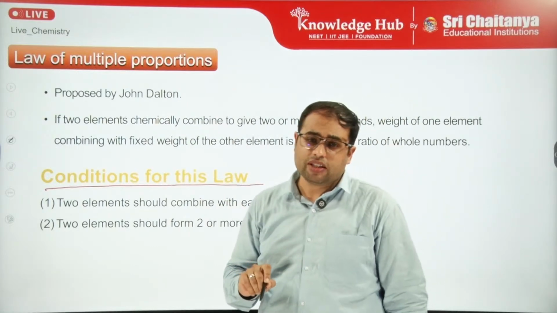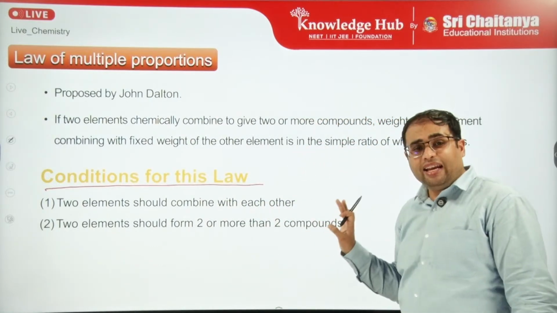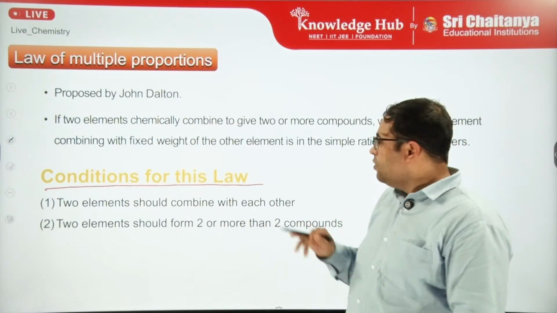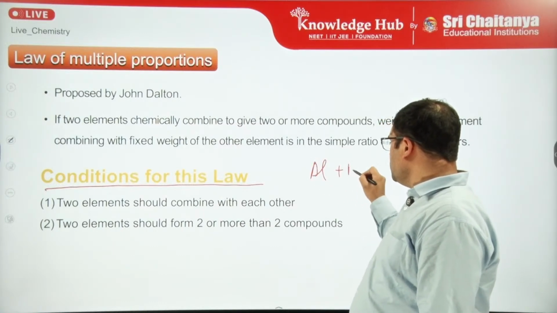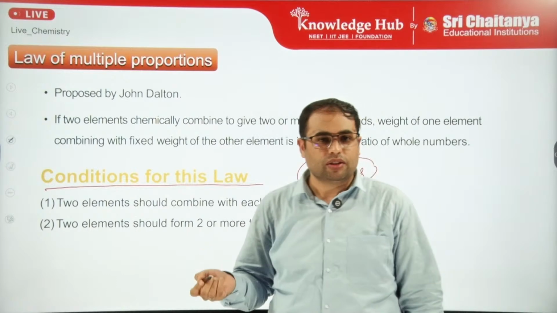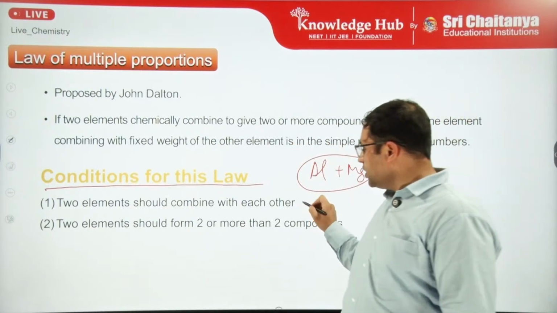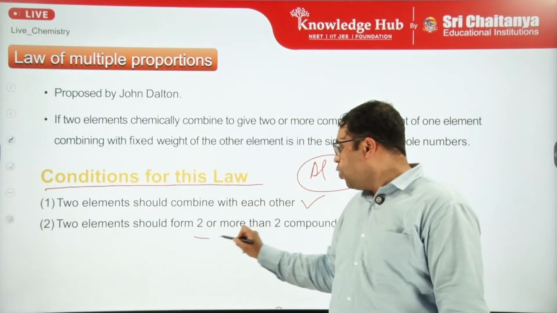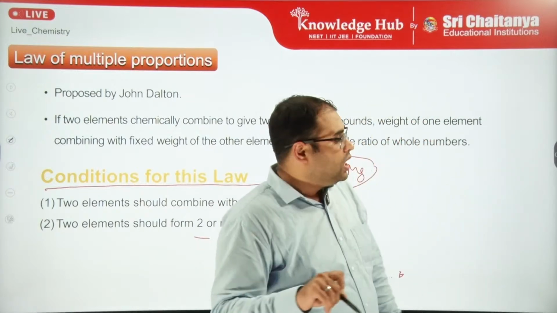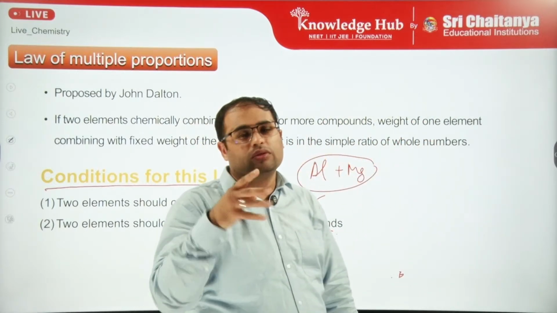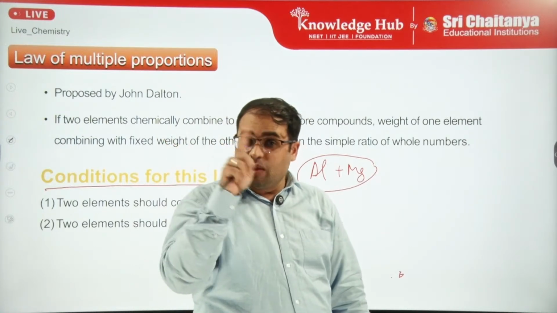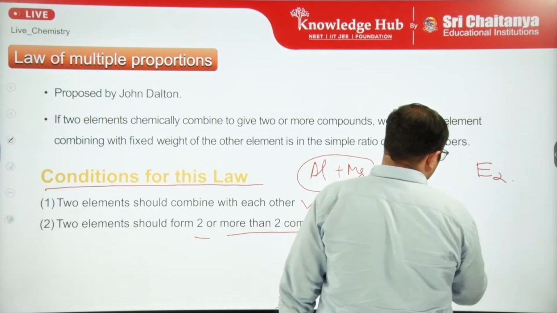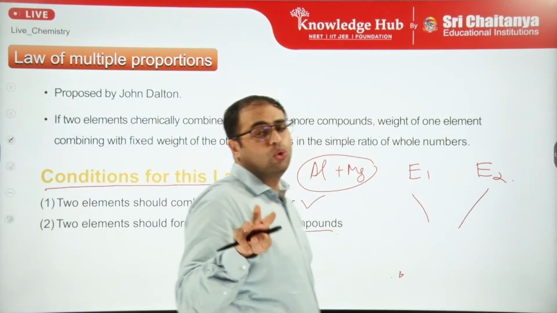The condition for this law is that two elements should combine with each other. We should not have aluminium and magnesium, right? These elements do not combine with each other. So we need elements which combine with each other. When this is checked, those two elements should form two or more than two compounds. If two elements form only one compound, this law does not work. We need those two elements to form more than one compound.